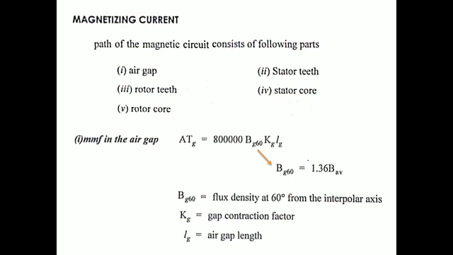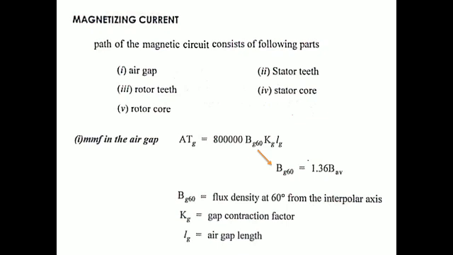On this consideration only, they can plot on this content, which means BG60, and Kg is nothing but the gap contraction factor, and Lg is nothing but the air gap length. So the descriptions are given below. BG60 is nothing but the flux density at 60 degrees from the interpole axis. The 60 degree is a constant value which is making to create the flat values. So that is the thing here.